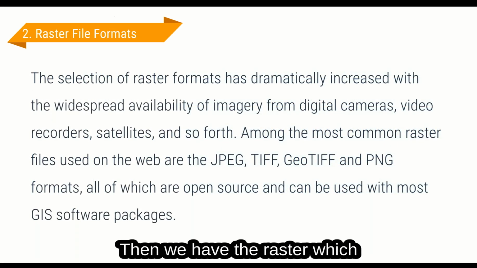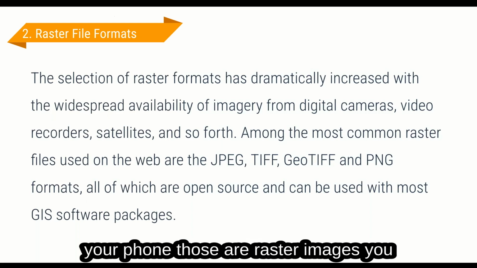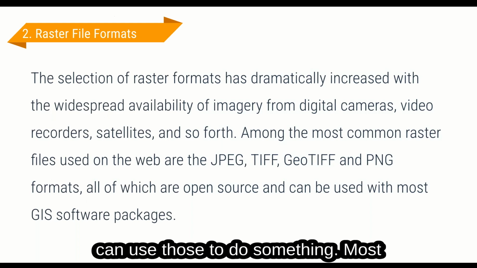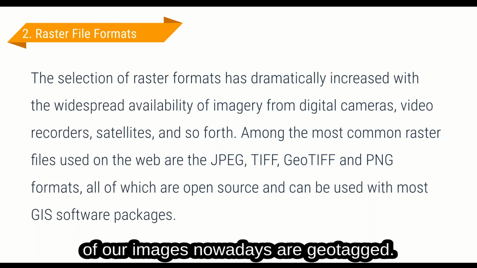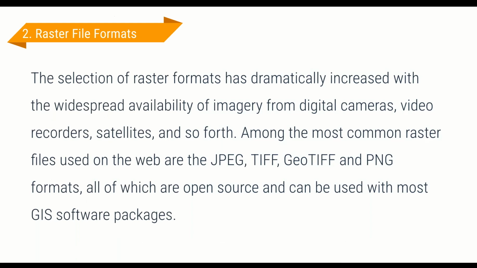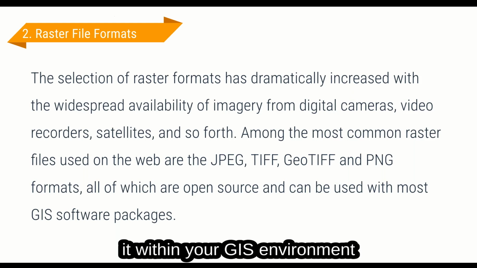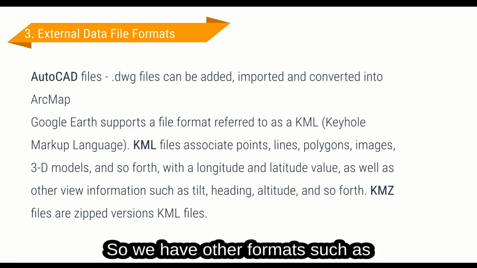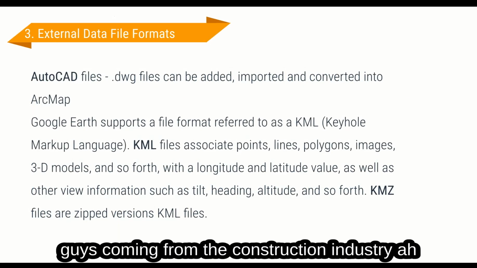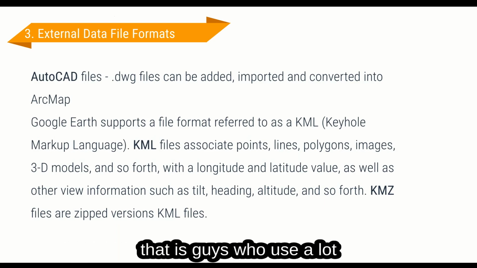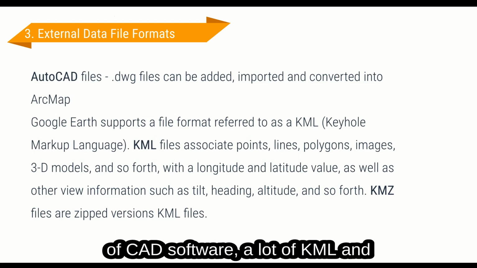Then we have the raster, which is basically think of the images on your phone. Those are raster images. You can use those to do something. Most of our images nowadays are geotagged. So you can actually load an image on your GIS because it has the location element, and you can continue using it within your GIS environment. So we have other formats such as guys coming from the construction industry. That is guys who use a lot of CAD software, a lot of KML and all that.